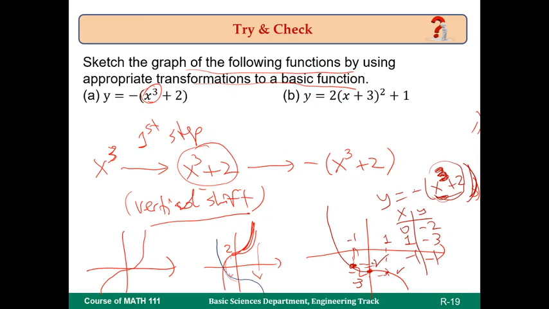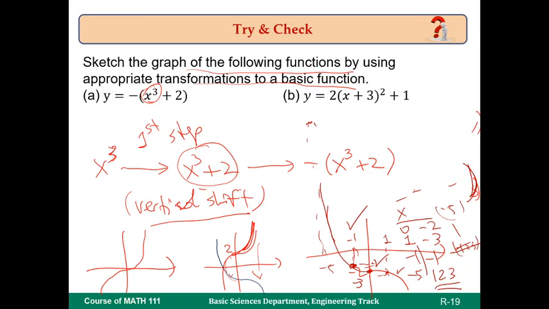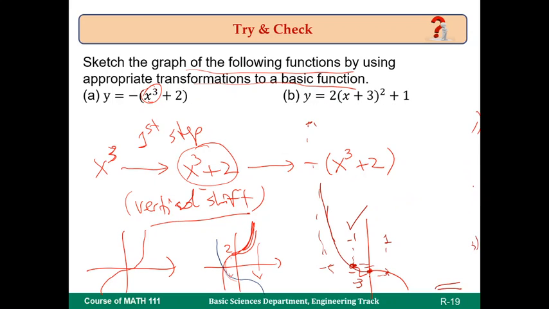And you can put some more values, like here -5. When you put -5, you will end up with -123, and with this minus, it will be plus. So -5 corresponds to +123. So it's somewhere here. But the graph looks fine. So this is the graph of y is equal to -x cubed plus 2.